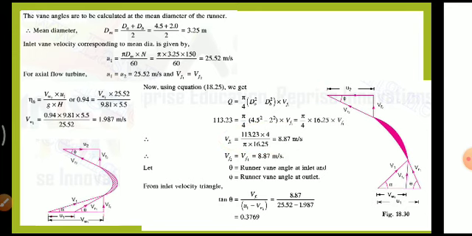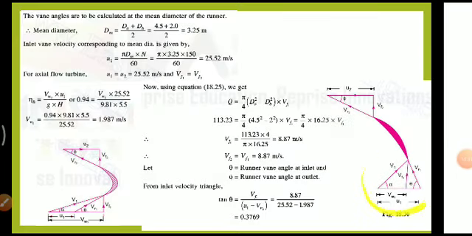Normally we will be using the velocity triangle like this, but here we got Vw1 as 1.987 and U1 as 25.52. In the general triangle, U1 is the smaller value and Vw1 is the larger value. So this velocity diagram will not suit our question. Our question will be changed to a new model.